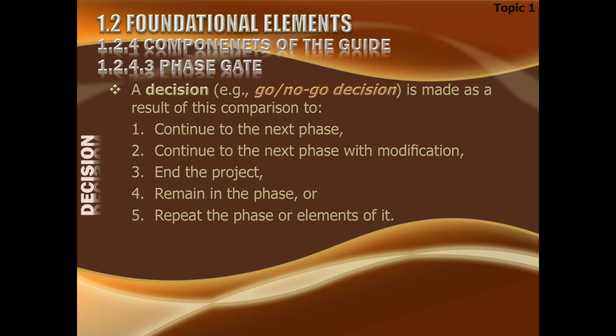Or if the project is supposed to be terminated immediately due to certain reasons, then after this phase is done, the project is ended or terminated. But it may be possible that this was the last phase and ultimately the project had to end here. But if it is not the last phase, then the termination could be the reason for the project ending. Or it may ask you to remain in the phase and not go ahead. Repeat the phase or elements of it, correct something. So these are all the various decisions which can be taken by the phase gate.